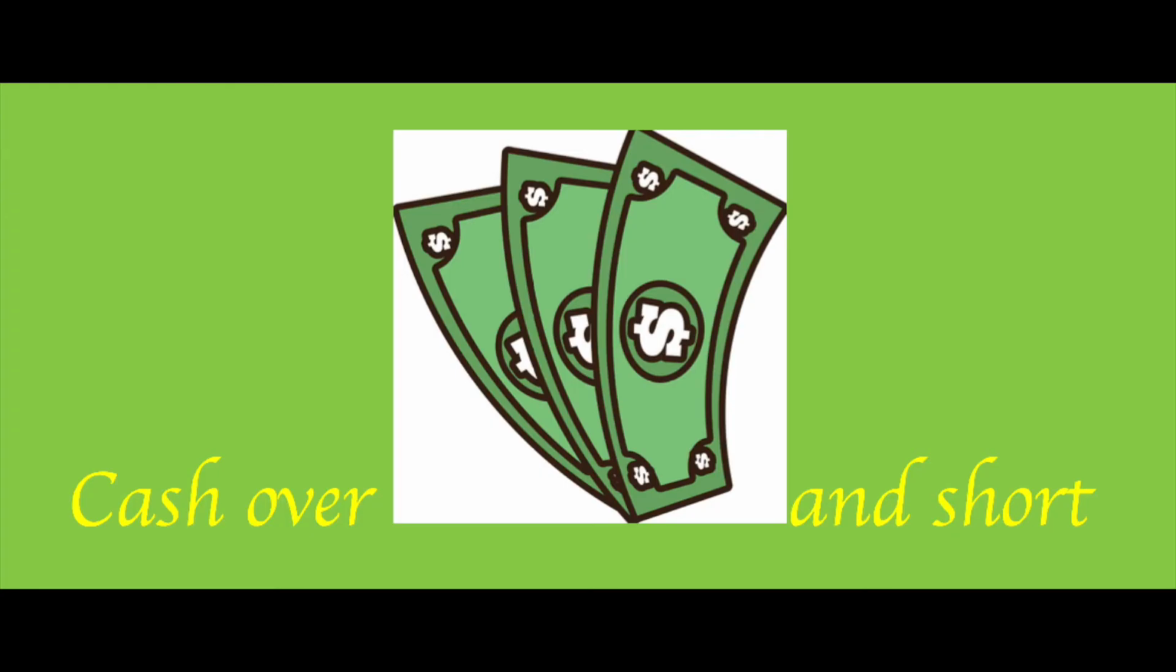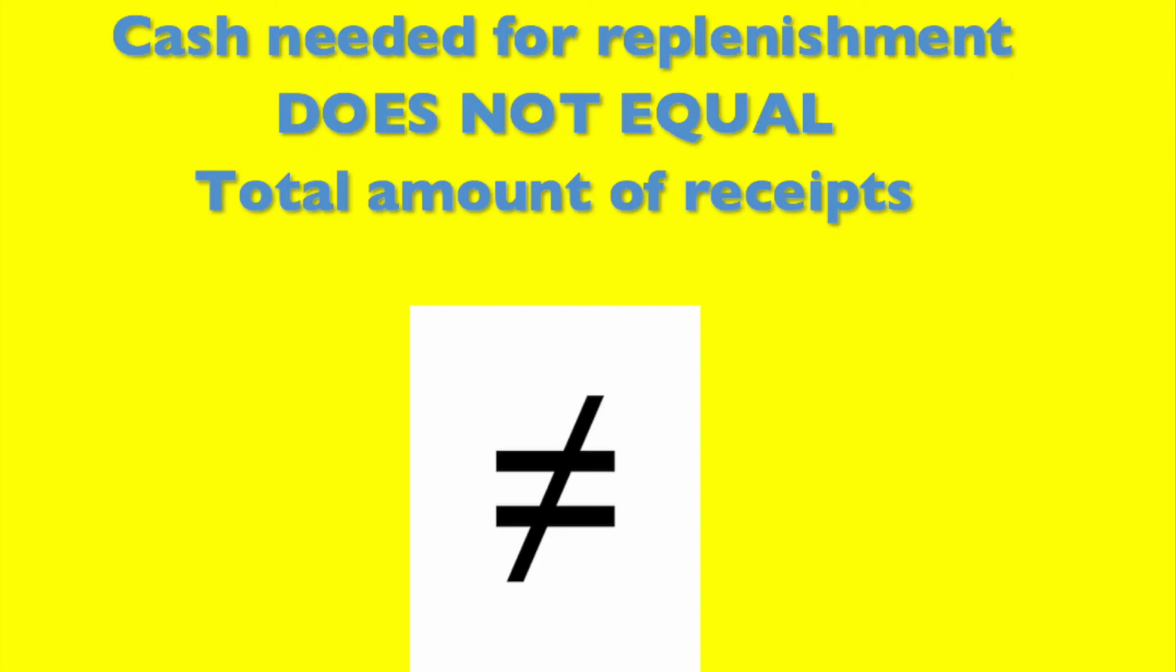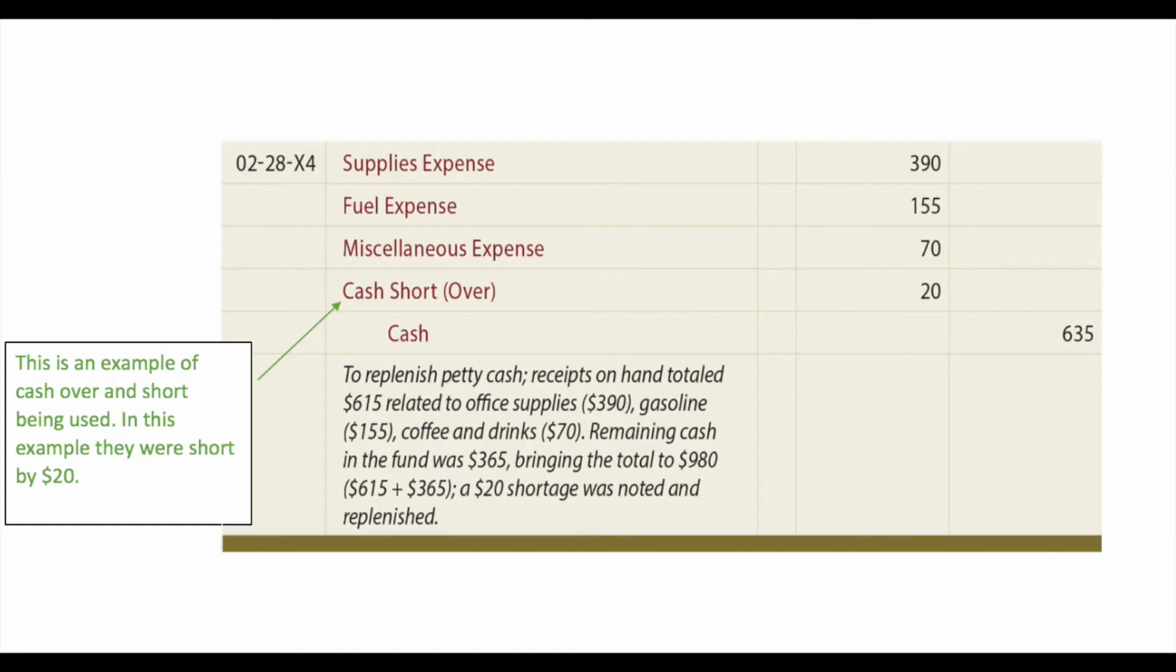Another issue that can arise within a petty cash fund is the term cash over and short. This happens when the total amount of cash needed for replenishment does not equal the total amount of receipts. This is when it is charged to an account called cash over and short. It is a temporary account that is either a debit or a credit. This is an example of when cash over and short is being used. In this example, they were short of $20.